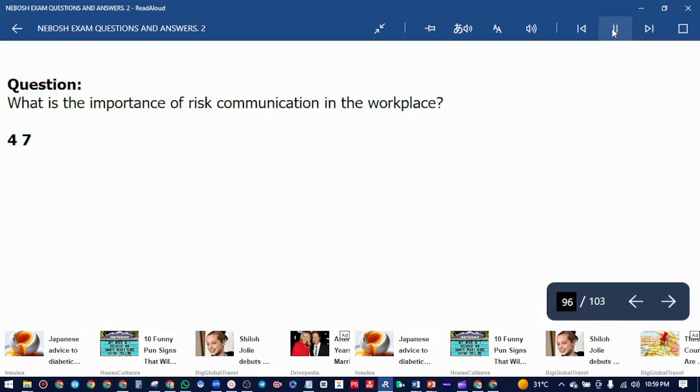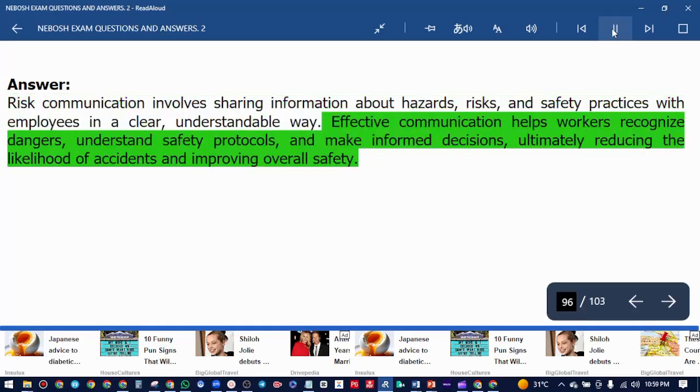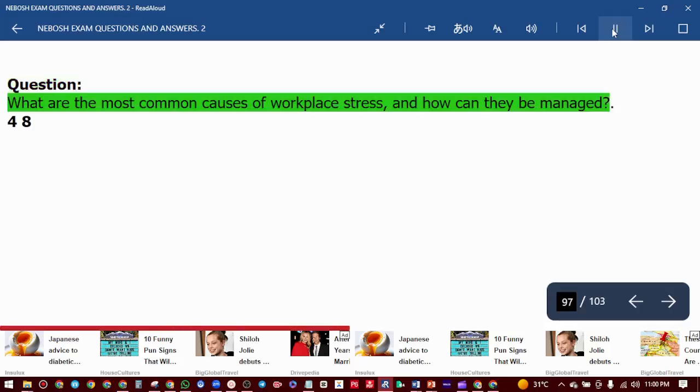47. Answer: risk communication involves sharing information about hazards, risks, and safety practices with employees in a clear, understandable way. Effective communication helps workers recognize dangers, understand safety protocols, and make informed decisions, ultimately reducing the likelihood of accidents and improving overall safety. Question: what are the most common causes of workplace stress, and how can they be managed?